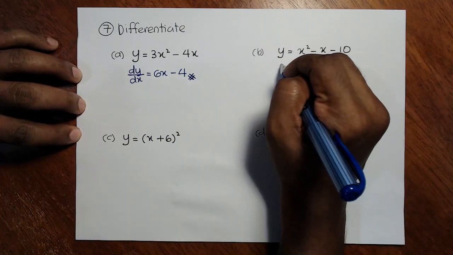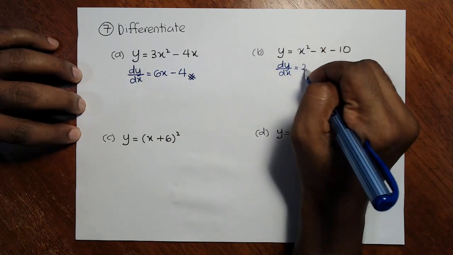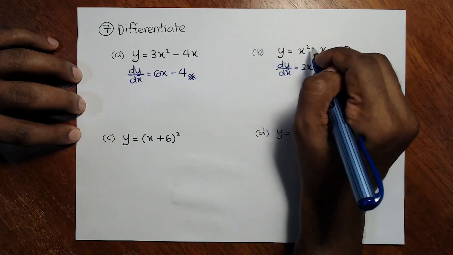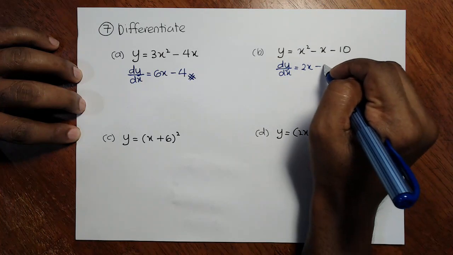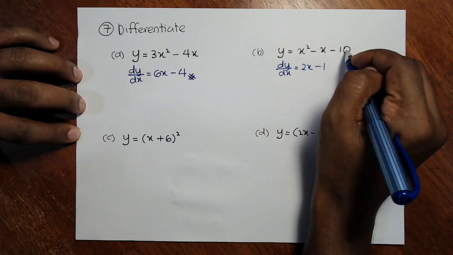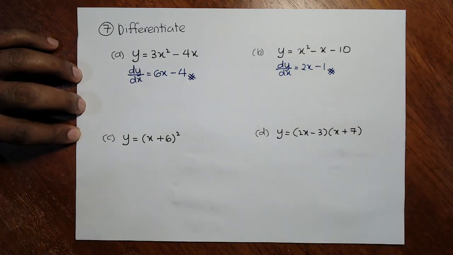This one, dy dx will be, x squared will be 2x because 2 you bring in front and the power you minus 1. This is minus x. So negative 1x, when you differentiate, you're going to get negative 1. Negative 10, when you differentiate, is going to be 0. Right. So that's the answer.